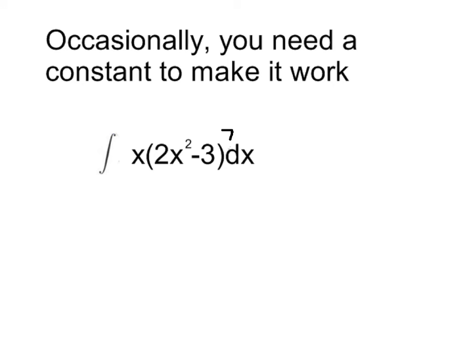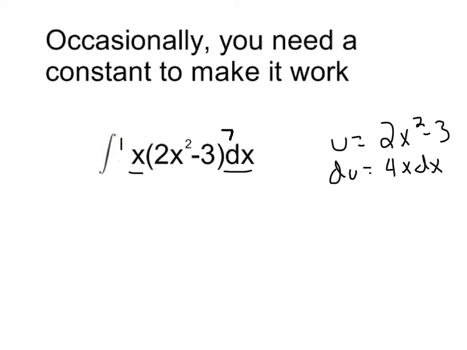So you're probably thinking, it can't be this easy the whole time. All right, sometimes you need a constant to make it work. So for this problem, again, I set u equal to what the in was. That would have been 2x squared minus 3. And then du is equal to 4x dx. Well, that causes a little bit of a problem because I have the dx and I have the x, but I don't have the 4. All right, so I'm missing part of my du.